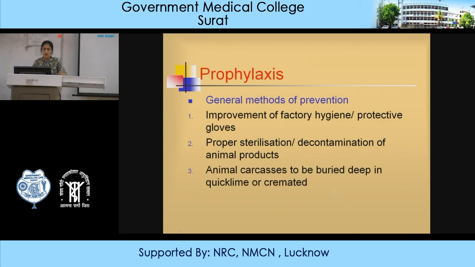Prophylaxis: what precautions do we have to take? It is basically an occupationally acquired disease. So we have to take proper care of high risk group persons. General methods of prevention include improvement of factory hygiene, use of protective gloves, proper sterilization and decontamination of animal products like wool, and animal carcasses to be buried deeply in quicklime or cremated.